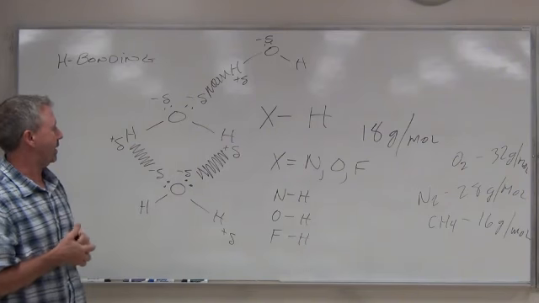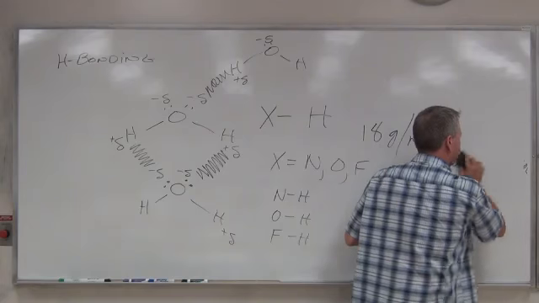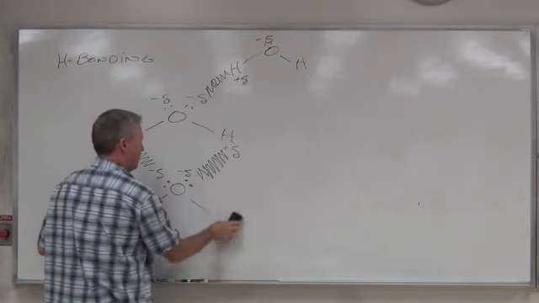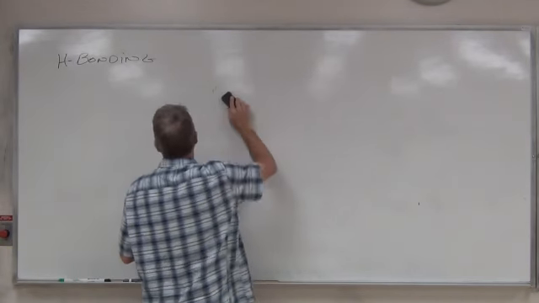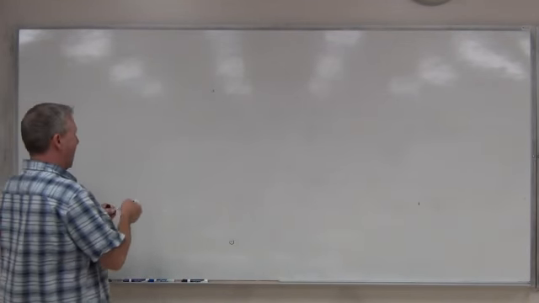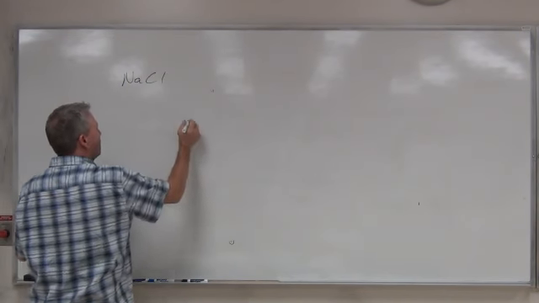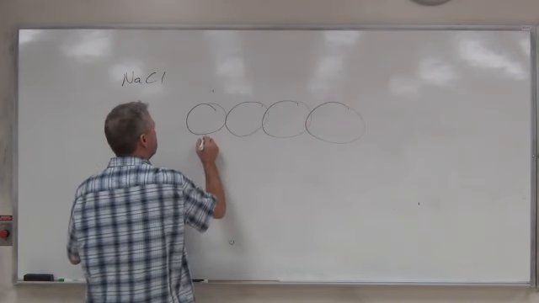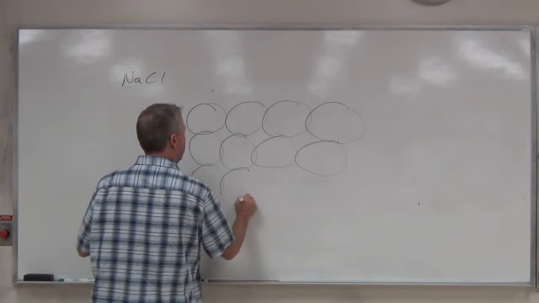Okay? H bonding. This plays a role also in the process of dissolving. Water is sometimes called the universal solvent because it has an ability to dissolve a lot of different ionic compounds. So let's look at something like NaCl. We saw this structure briefly. Just going to draw it. It is a body-centered cube.